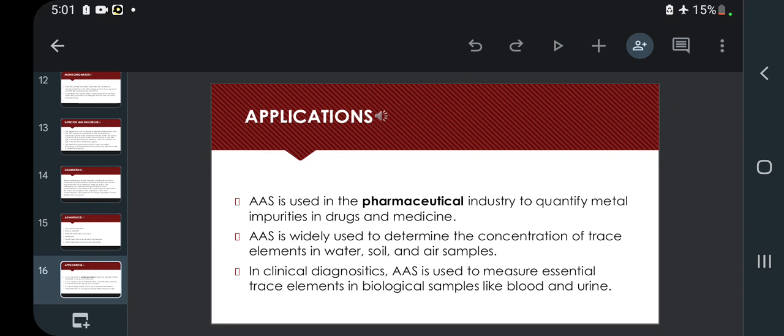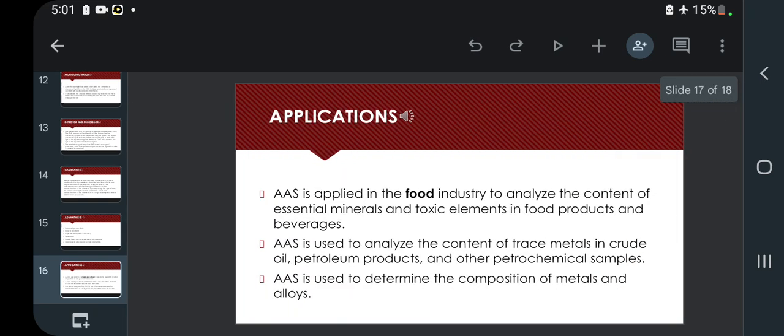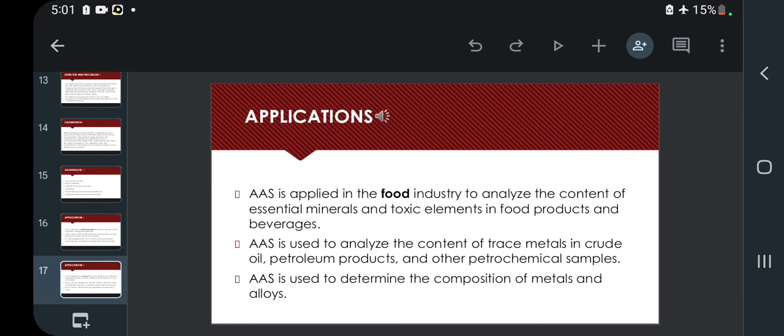In clinical diagnostics, AAS is used to measure essential trace elements in biological samples like blood and urine. AAS is applied in the food industry to analyze the content of essential minerals and toxic elements in food products and beverages. AAS is used to analyze the content of trace metals in crude oil, petroleum products, and other petrochemical samples. AAS is also used to determine the composition of metals and alloys.